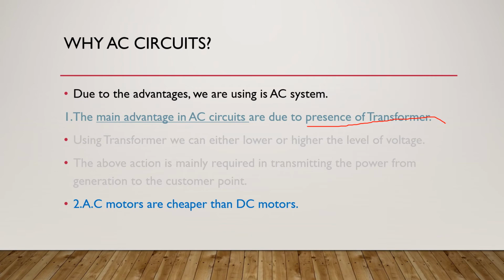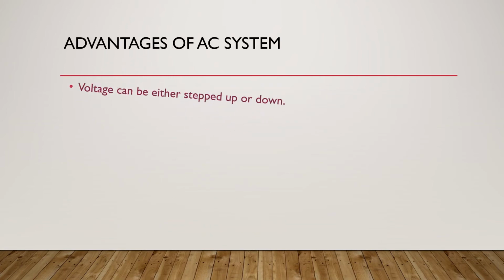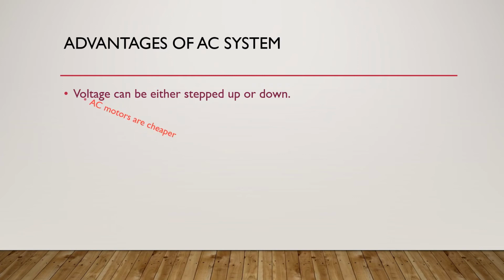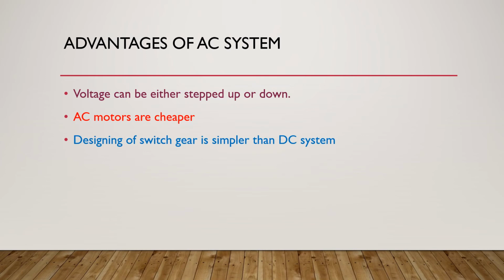The best example is the ceiling fan that we use at our home. And the third one is the switchgear. Switchgear is much simpler for an AC circuit. So these are the advantages of the AC system. First, the voltage can be stepped up or stepped down. Second, AC motors are quite cheaper. Third, the design of switchgear is simpler than in a DC system.